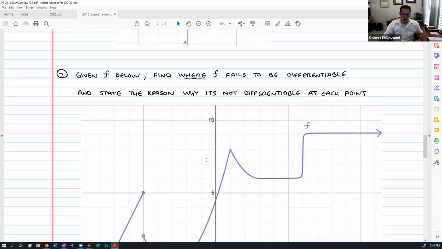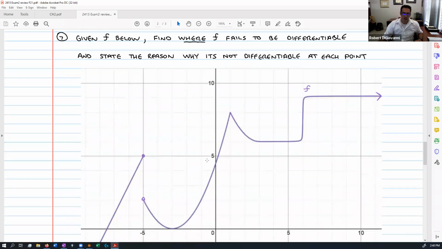All right, on this one, I'm not asking you to graph the derivative. I give you a function and I want you to tell me where it fails to be differentiable. So tell me where the derivative does not exist and explain why the derivative doesn't exist at the points you say it doesn't exist. So if you say, oh, the derivative doesn't exist at x equals 4, I'm not even looking at the graph. I want you to say why. Because blah, blah, blah.